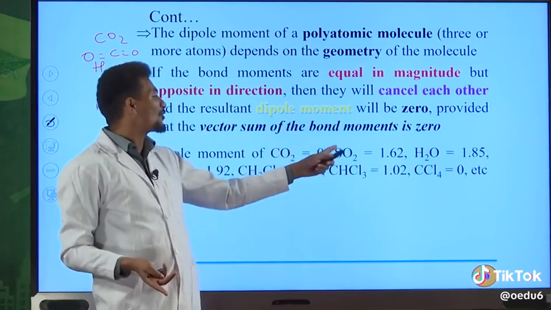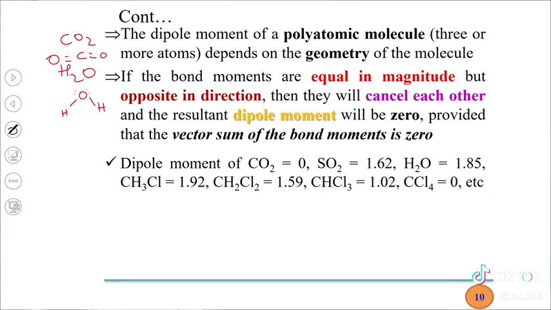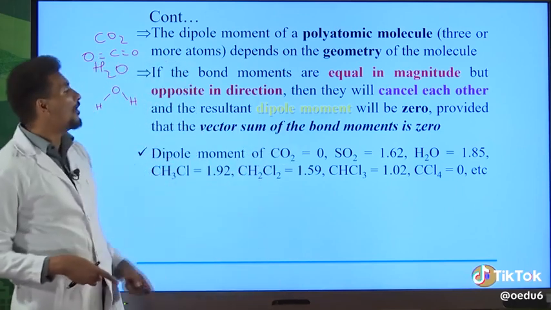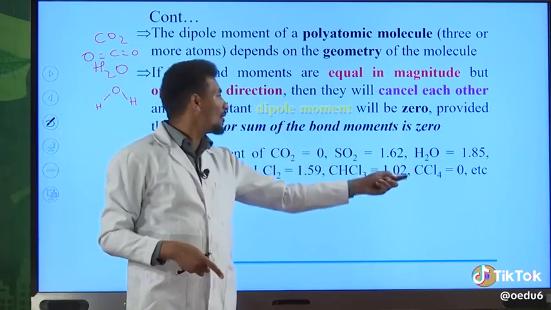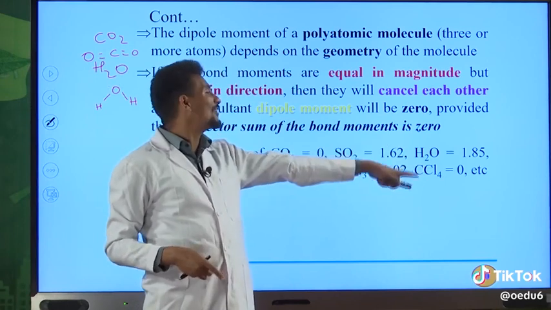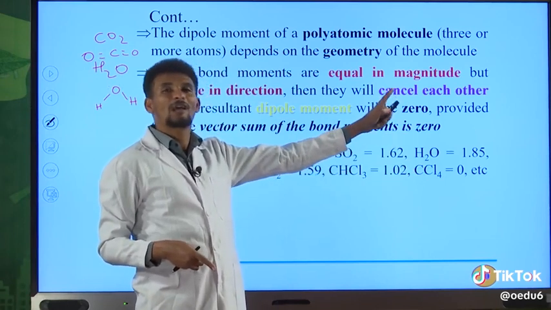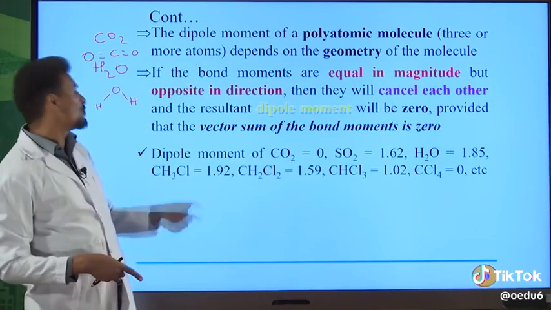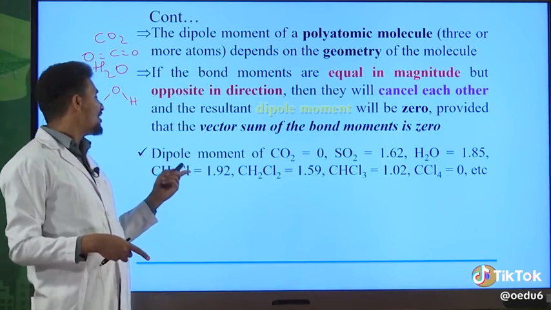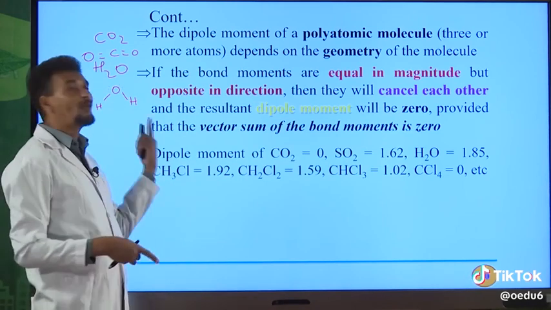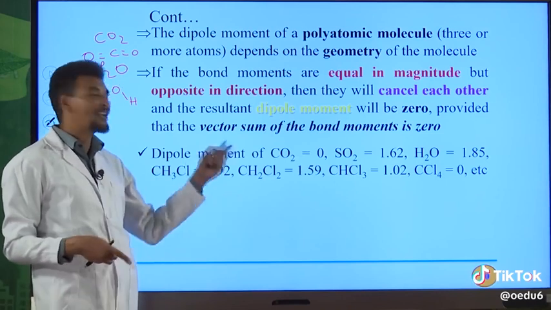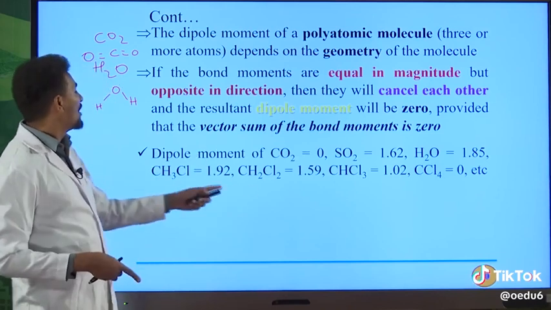The shape of this inorganic compound, sulfur dioxide, is V shape, bent shape, and its dipole moment is greater than 0. The value is 1.62, therefore this molecule is a polar molecule. Water, its dipole moment is greater than 0. It is equal to 1.85, so it is a polar molecule. CH3Cl is also a polar molecule. Its dipole moment is greater than 0, 1.92.